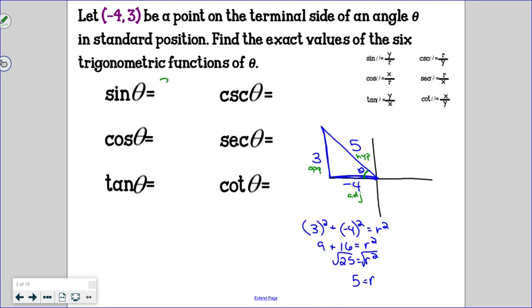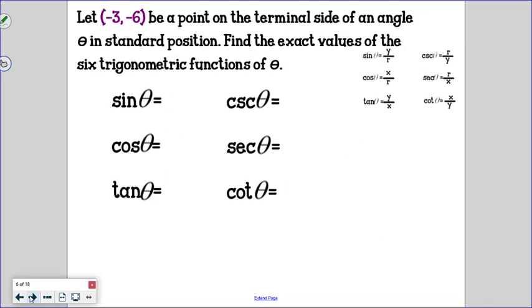Sine is opposite 3 over hypotenuse 5. Cosine is adjacent -4 over hypotenuse 5. Tangent opposite over adjacent 3 over -4. Turn those upside down for my reciprocals. Cosecant is the reciprocal of sine, 5 over 3. Secant is the reciprocal of cosine, -5 over 4. Cotangent is the reciprocal of tangent, -4 over 3. The negative doesn't matter where it is, as long as you've got one of them in that fraction, it's the same thing. Okay, questions so far?